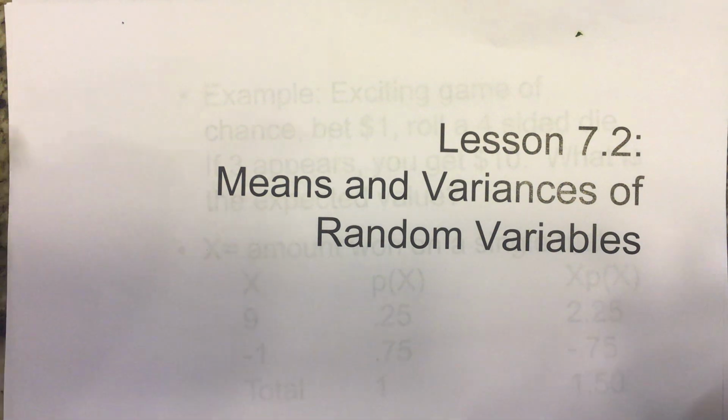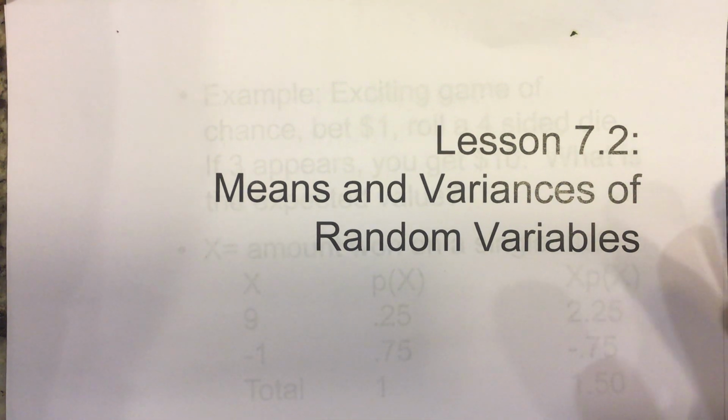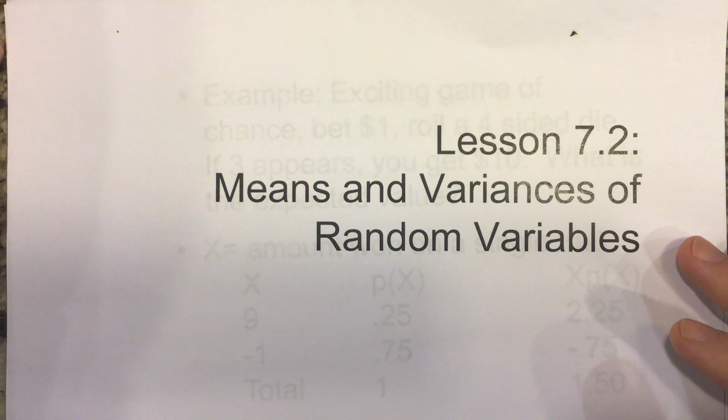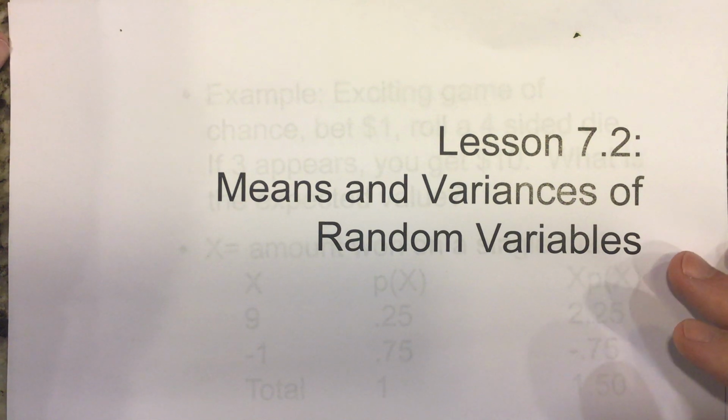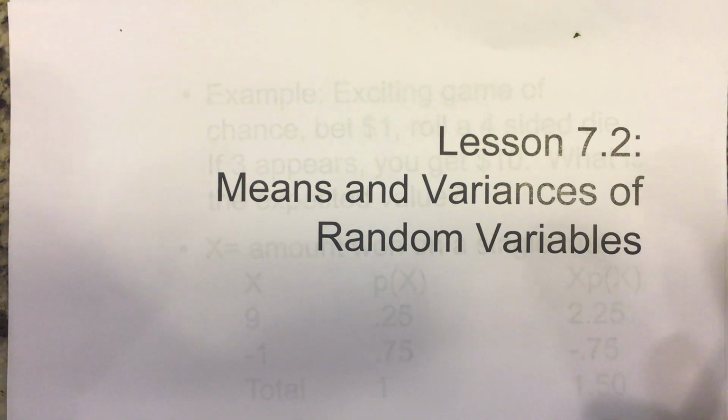Today we're going to look at means and variances of random variables. So what's a random variable? Well, rolling a die, for example, is a random variable. Flipping a coin is a random variable, right? Obviously, you would keep track of something, like the number of heads or how many times you rolled the number 4 or something like that, but those are random variables.